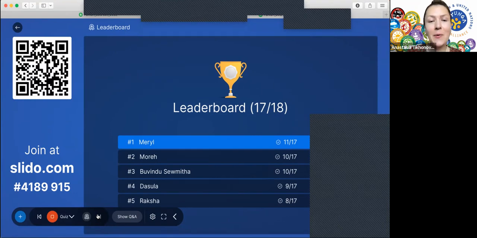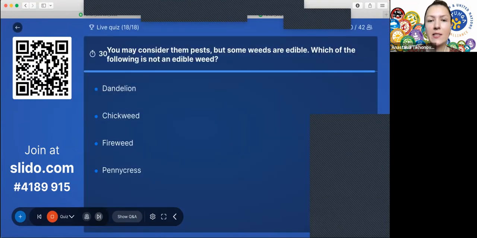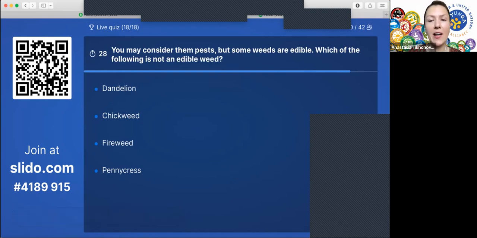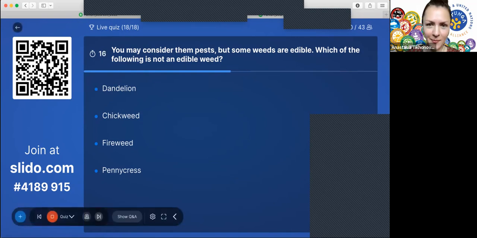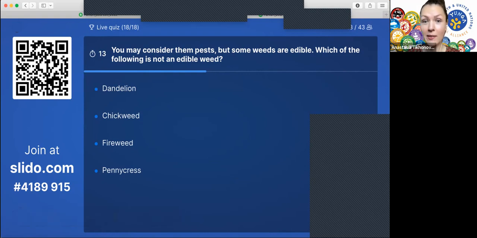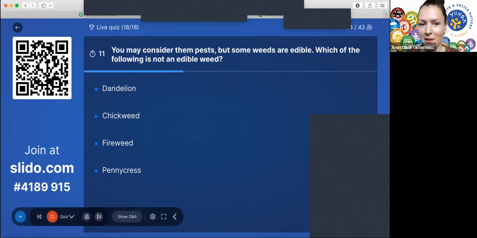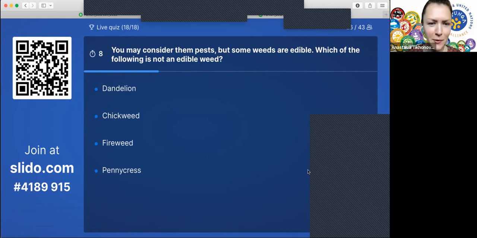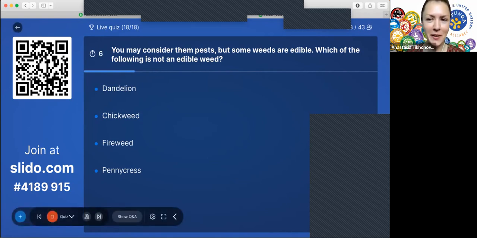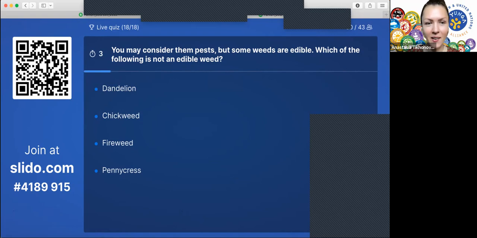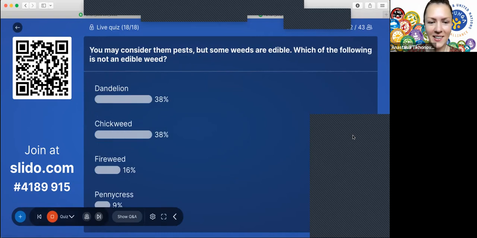Okay, the last question. You may consider them pests, but some weeds are edible. Which of the following is not an edible weed? Dandelion, chickweed, fireweed, or pennycress? So I was actually confused about the answer because I only tried 2 of these myself, but let's see if you know the correct answer. 3 seconds left to give your answer. And let's see.